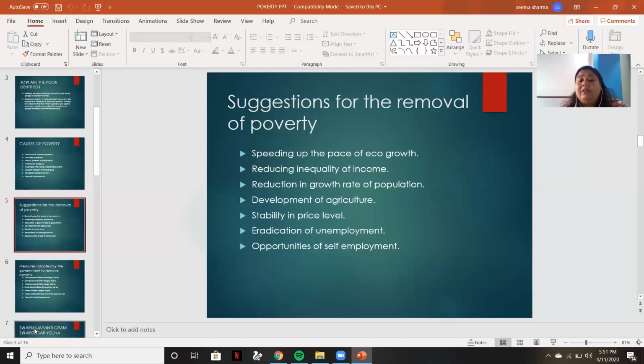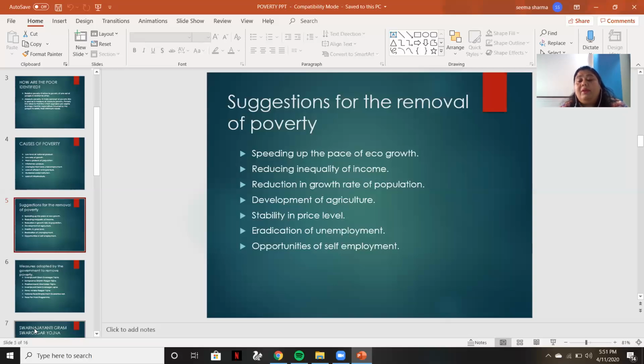Then the next is reduction in the growth rate of population. Population is a very important factor which is not allowing India to grow at a higher rate, because whatever we produce is eaten up by the extra people born in the country. Till we control population, we will not be able to reduce poverty, because the economic problem remains the same. What economic problem? That resources are less and the number of people demanding resources to fulfill needs is more.